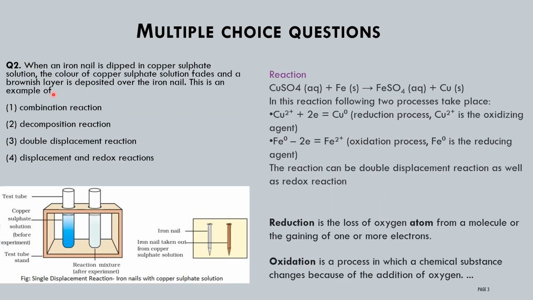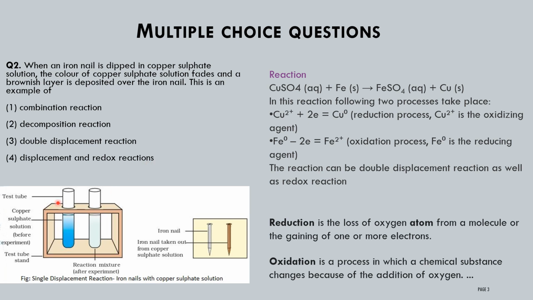Let us discuss the next question. When an iron nail is dipped in copper sulfate solution, the color of the copper sulfate solution fades and a brownish layer is deposited over the iron nail. This is an example of: option 1, combination reaction; option 2, decomposition reaction; option 3, double displacement reaction; option 4, displacement and redox reaction. Consider the experiment here.